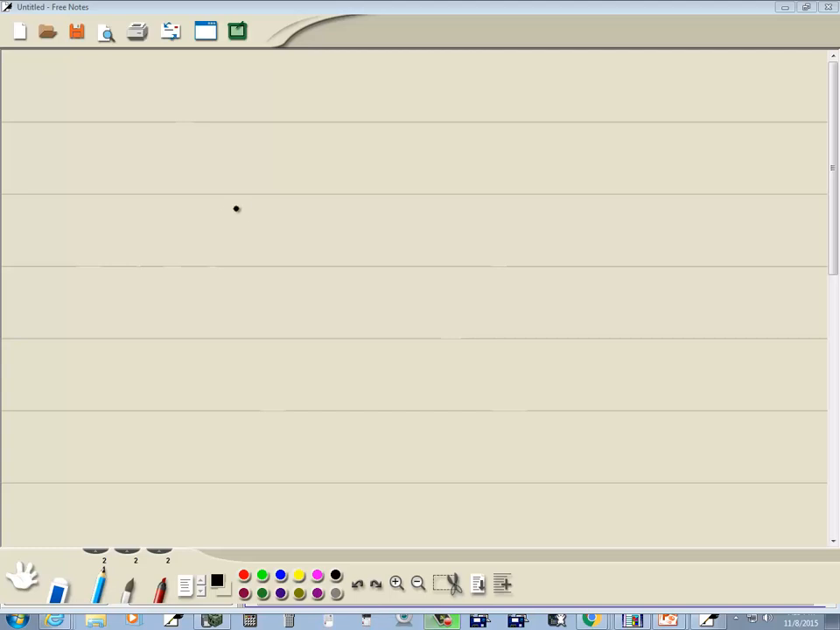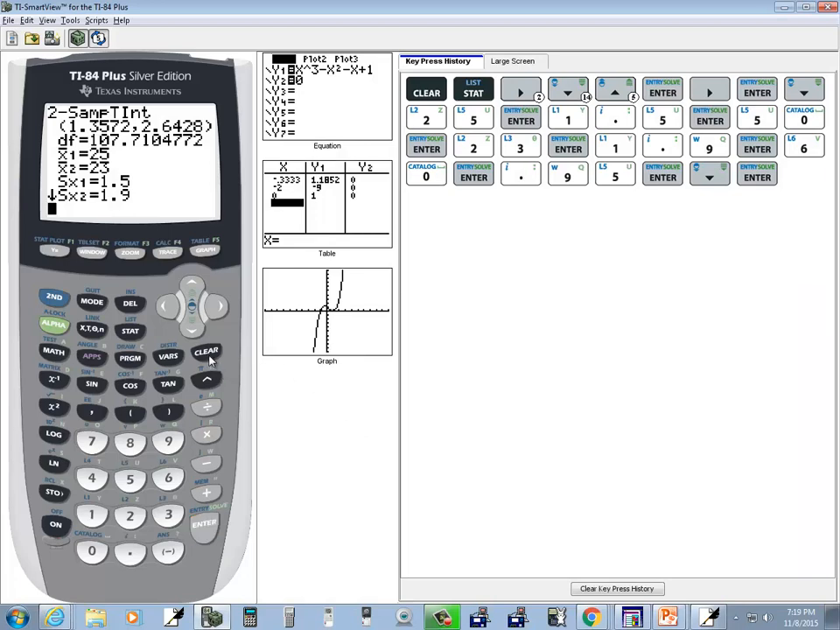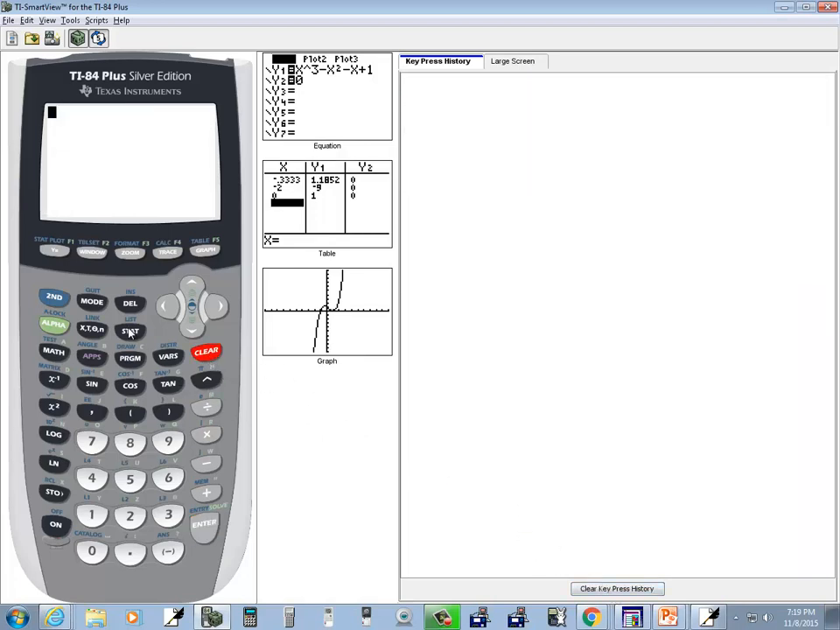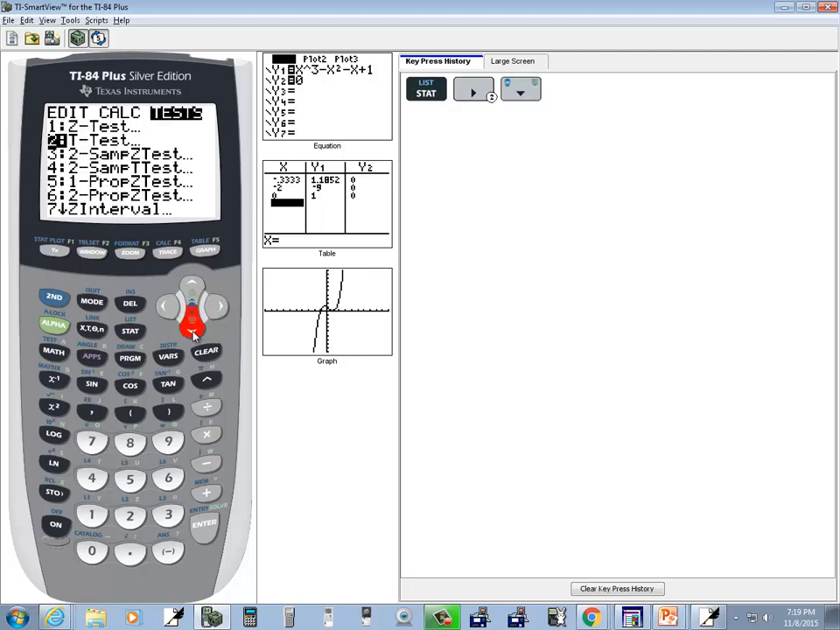I want to create a little short video to help guide you on how to solve these type of problems. And first off, let's go to our calculator. If we go to stat, and we go over to tests, these first ones are for hypothesis testing, so we skip over those. The interval is where we want to get to. In this section, we're going to be dealing with two populations, two samples. There's three main functions we look at: 2-SampZInt, 2-SampTInt, and 2-PropZInt.